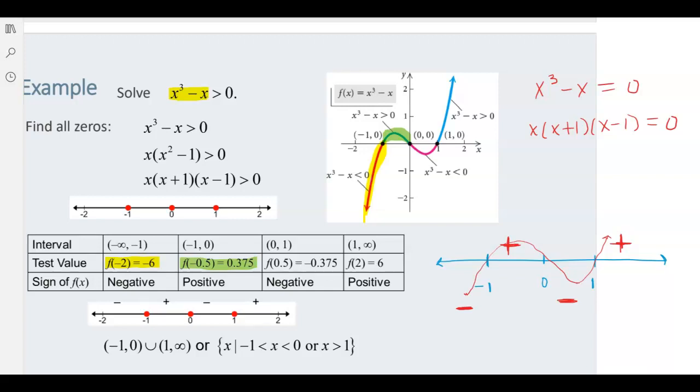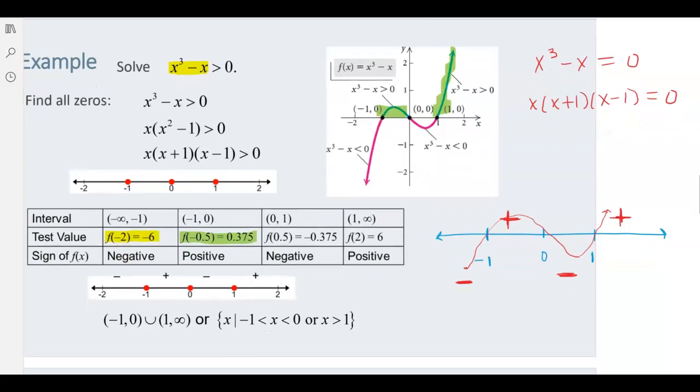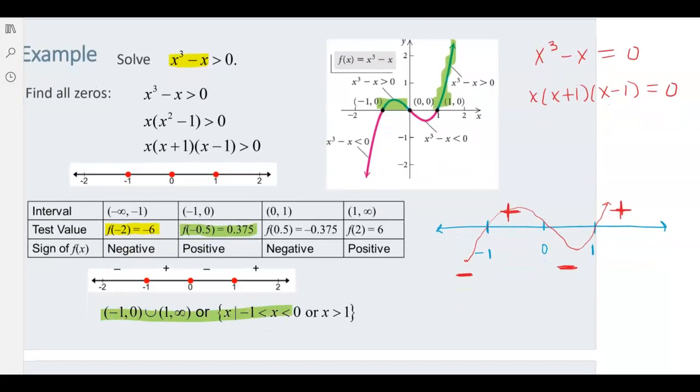The answer to the original problem that they're asking, they wanted to know when this is greater than 0, and that happens in this region and then also in this region. And that's reflected in our answer down here. We've got it written in interval notation first, and then in set notation second.